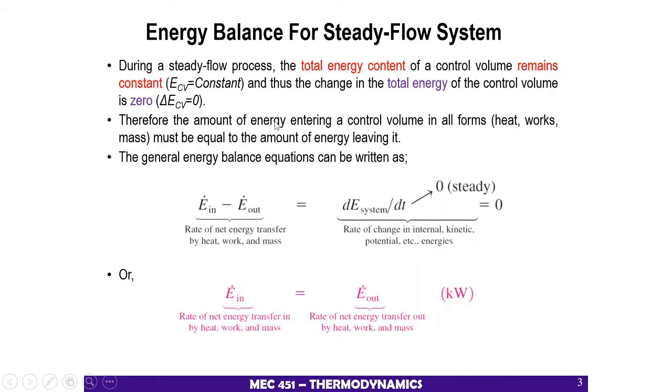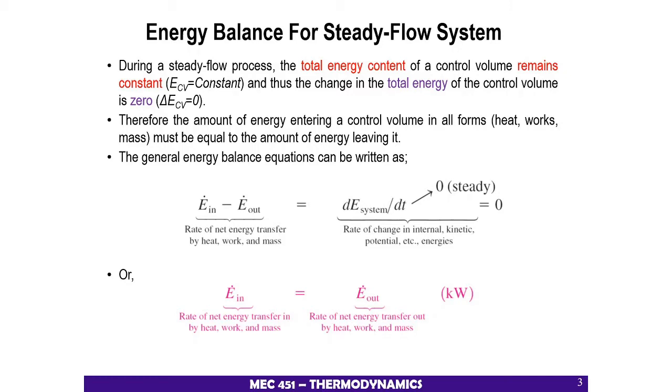Alright, during a steady flow process, the total energy of the control volume remains constant because we assume a steady flow, and thus the change in total energy of the control volume is 0. Therefore, the amount of energy entering a control volume in all forms, either heat, work, or mass, must be equal to the amount of energy leaving it. Total energy in is equal to total energy out.